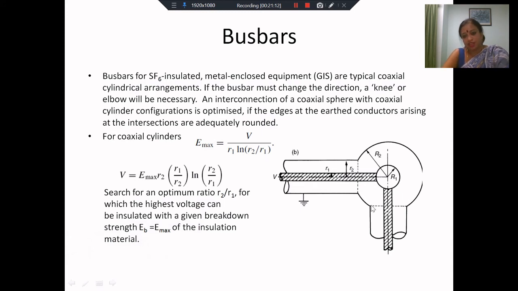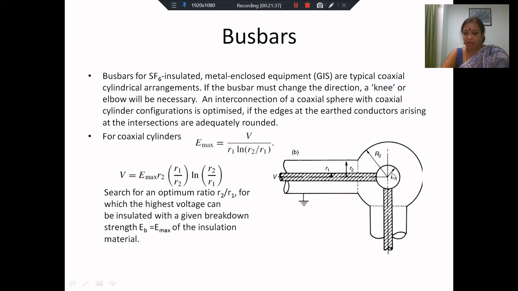So these are the coaxial cylinders, and here at the edges of the two coaxial cylinder connections, you will put a coaxial sphere, and this coaxial sphere is going to interconnect the two. Now, similarly as we have designed the end connections, here too we have to design the interconnection.